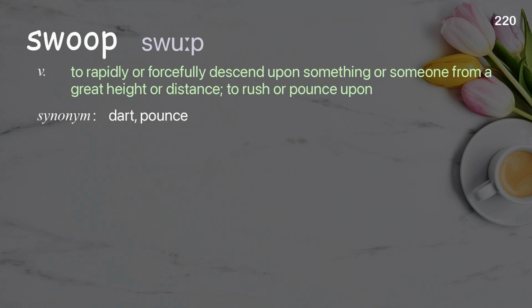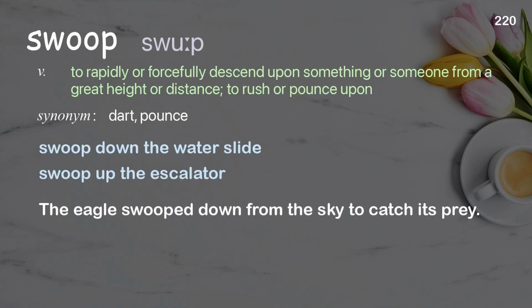Swoop. To rapidly or forcefully descend upon something or someone from a great height or distance, to rush or pounce upon. Examples: Swoop down the water slide. Swoop up the escalator. The eagle swooped down from the sky to catch its prey.